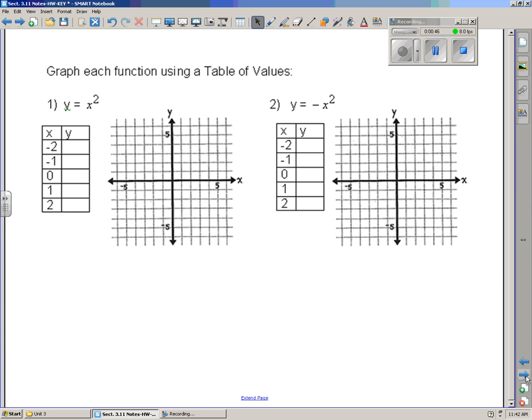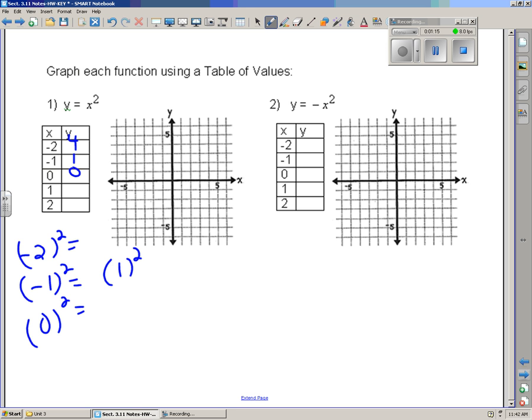If you're asked to graph a function using a table of values, you should not need a graphing calculator for this. You should be able to do it on your own. Everywhere they give you an x value, you plug that in, and then you make your graph. So if I take -2 as my x and square -2, what comes out is a 4. If I square -1, what comes out is a 1. If I square 0, what comes out is a 0. And if I square 1, what comes out is 1, and when I square 2, what comes out is 4.